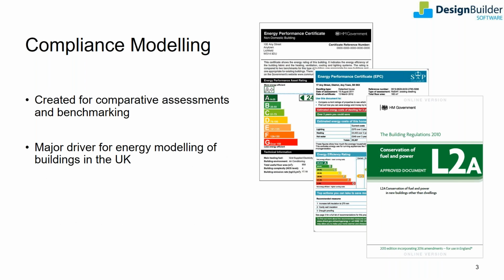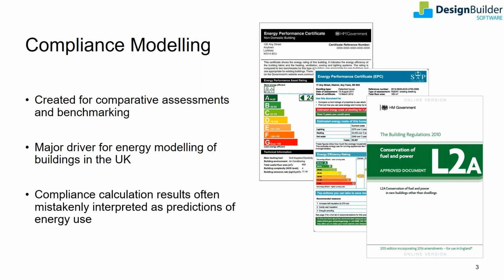In the UK, energy models are used at design stage to check compliance with building regulations. The intention behind these regulatory compliance calculations is to do a comparative assessment and benchmark the buildings within the building stock. Consequently, compliance modeling has become a key driver for energy modeling of buildings in the UK. However, this has led to an unintended consequence. Results of energy models are not intended as predictors of energy use, but sometimes they are mistakenly used as such.